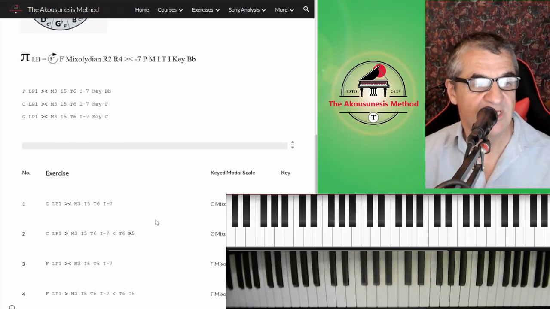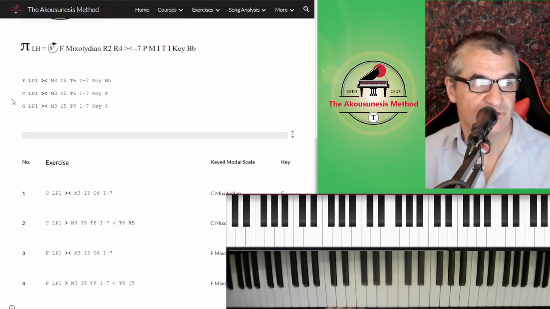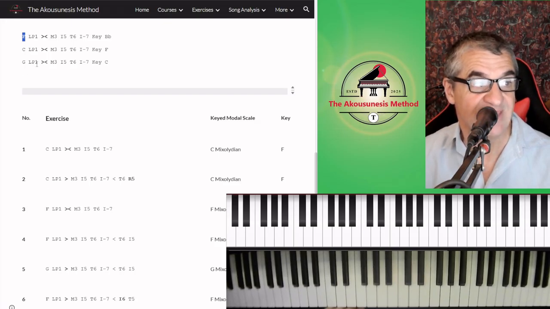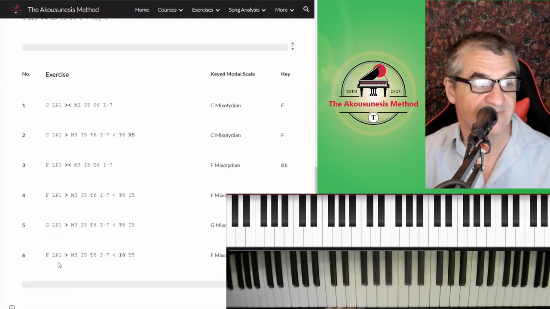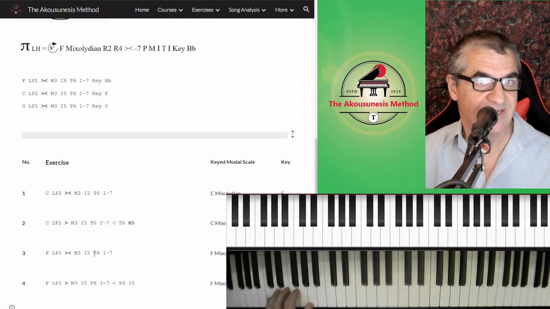Now you can apply it any way you want. You don't have to play it in this order. You've just extracted the chords, the information, and now we're playing it in the order of C coming first, then F, then G, then F. So we just changed up the order. You don't have to play it in that order. You can play it in another order.